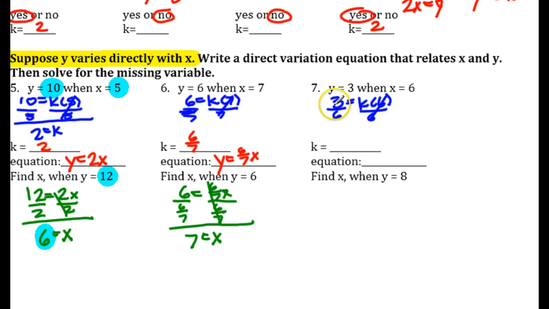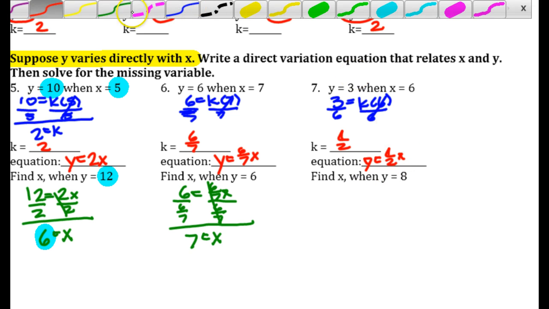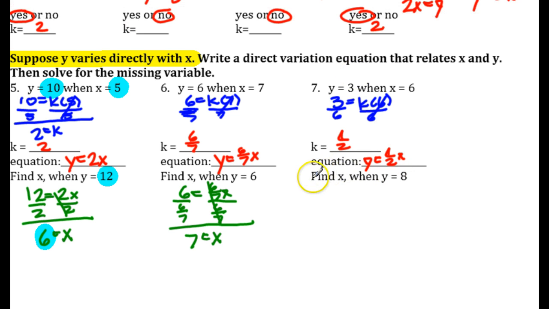Put that in your calculator. It'll say 0.5. Put it back to a fraction. The simplified fraction is 1/2. So my k is 1/2. So I have another fraction for my k, and that's okay. So now it's y equals 1/2 times x. That's my equation officially.